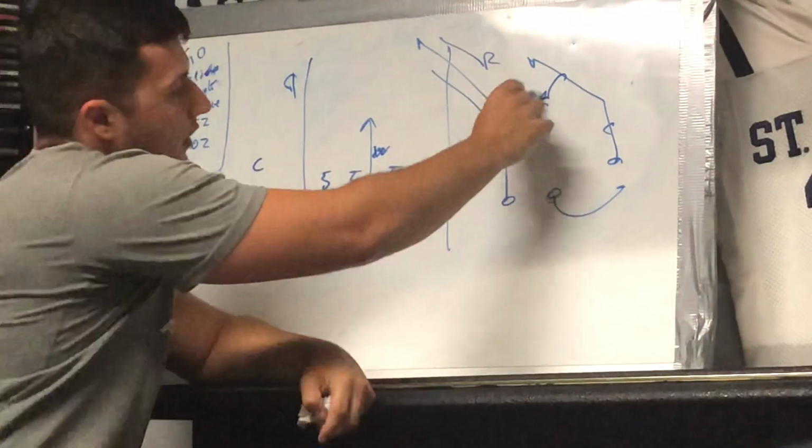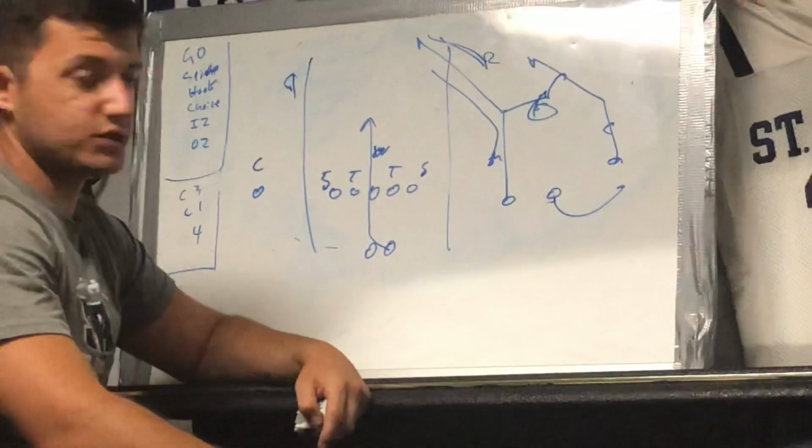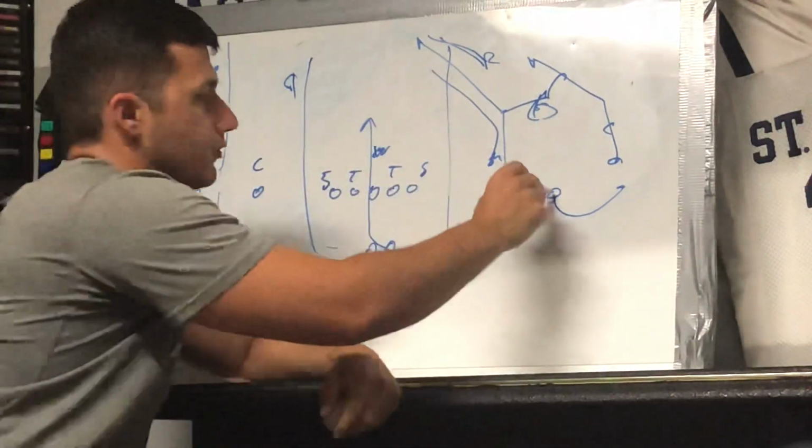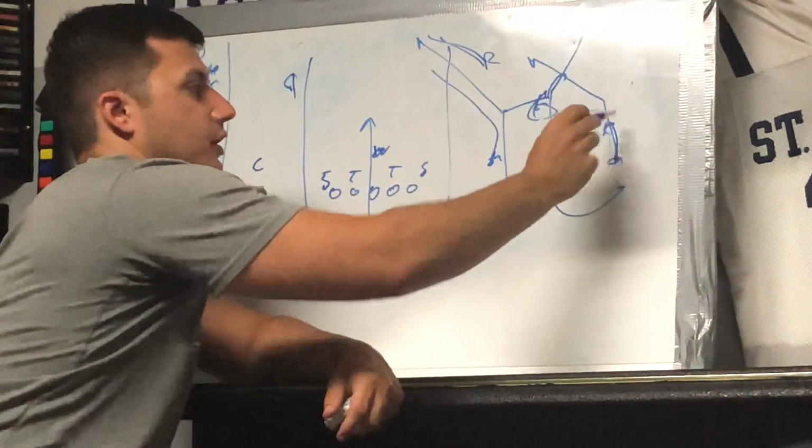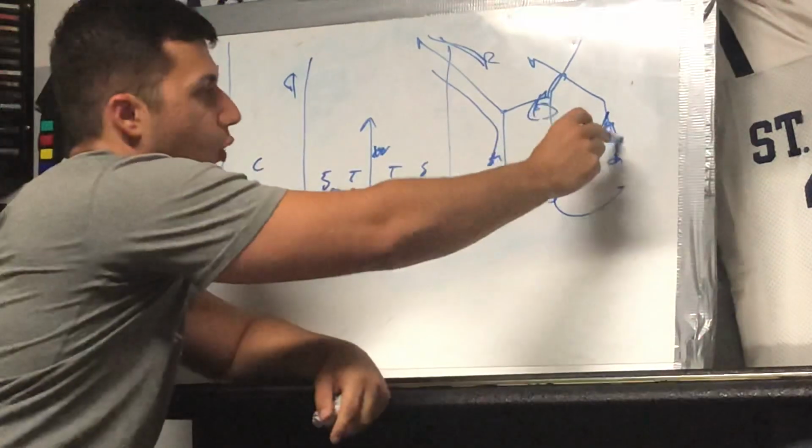You're gonna leverage the overhang. Hopefully the safety runs with the post. You got your 2-on-1, or you run your hook, and you leverage the corner. All right.